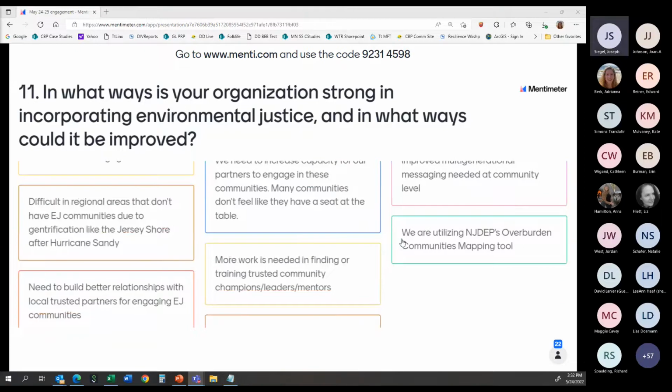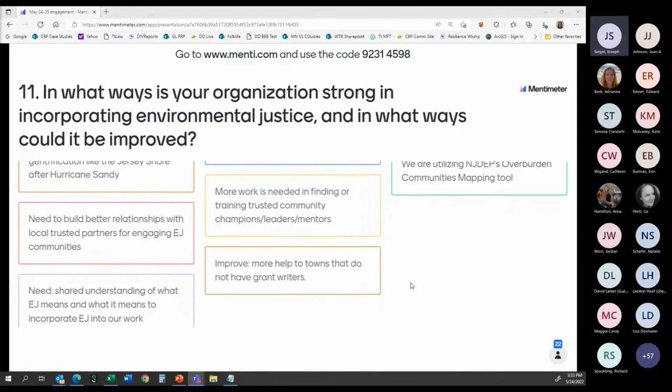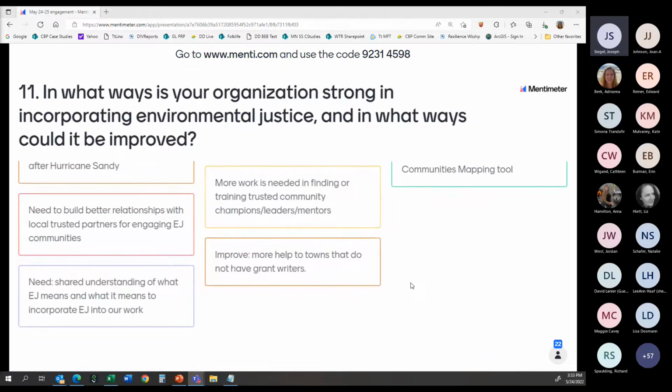We're utilizing NJDEP's overburdened communities mapping tool. Here's an area where we could be just doing more, which is finding or training trusted community champions, leaders, and mentors. Another area of improvement is building better relationships with local trusted partners for engaging EJ communities. Another area of improvement is to give towns more help that do not have grant writers. Another need is to share understanding of what EJ means and what it means to incorporate EJ into our work.